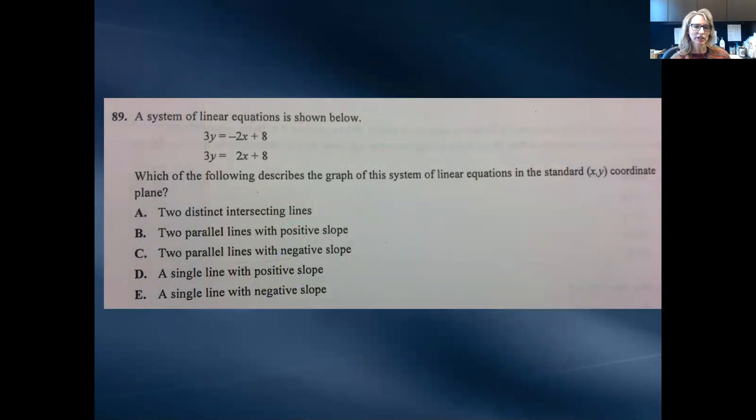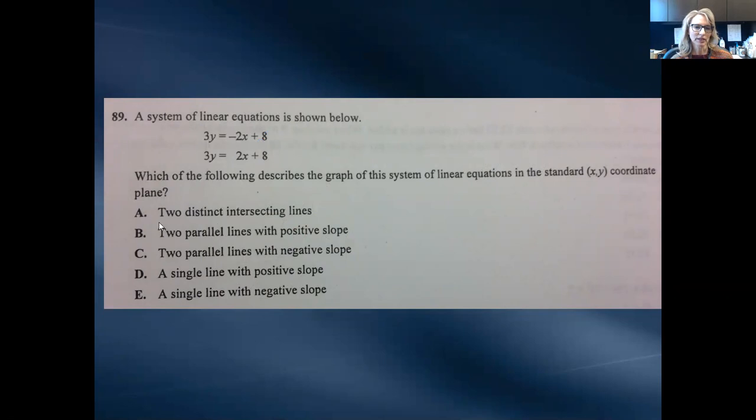All right, let's look at a question based on what we've learned so far. A system of linear equations is shown below: 3y equals negative 2x plus 8 and 3y equals 2x plus 8. Which of the following describes the graph of this system of linear equations in the standard coordinate plane? Okay, so we have one line with a negative slope of 2 and one line with a positive slope of 2, and they both have a y-intercept of 8.